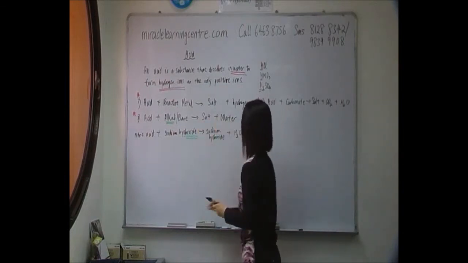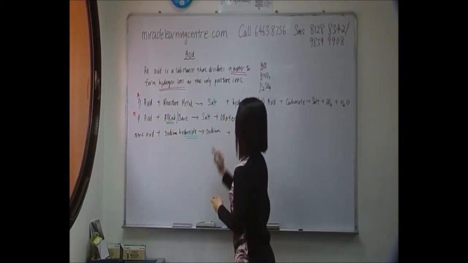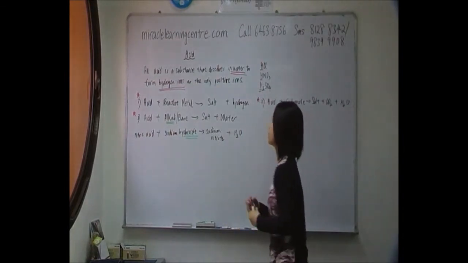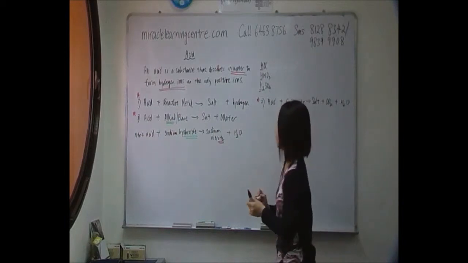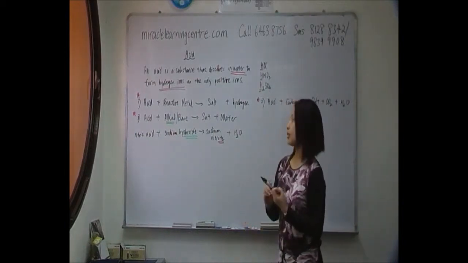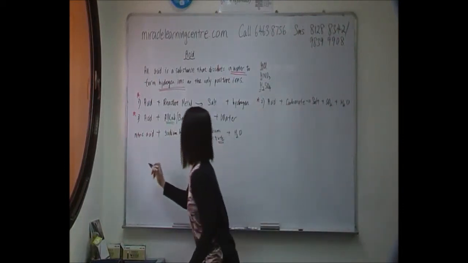Salt, sorry, it's not sodium hydroxide, sodium nitrate, remember? Nitrate. Because nitric acid will give you a nitrate. Sodium nitrate and water. So any other alkaline? Most common alkaline are sodium hydroxide and potassium hydroxide. Okay, let's do one more.